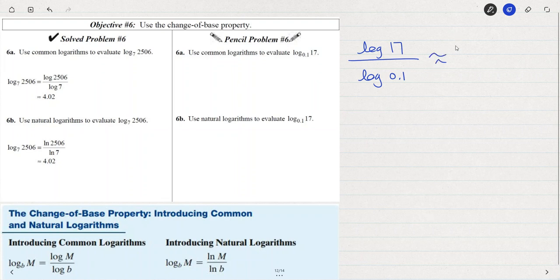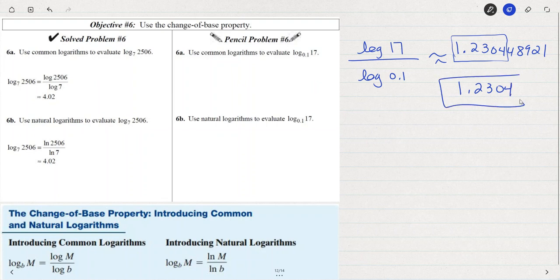Now I'm not going to say this is equal, but it's approximately 1.230448921. And it actually would keep going and going and going. It doesn't end. If I'm going to round this to, let's say, 4 decimal places, which is usually acceptable, I could say 1.2304.